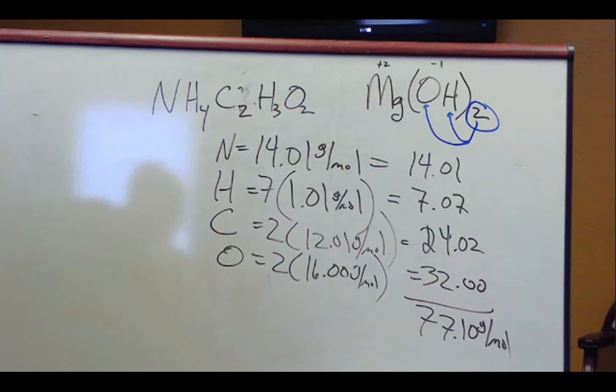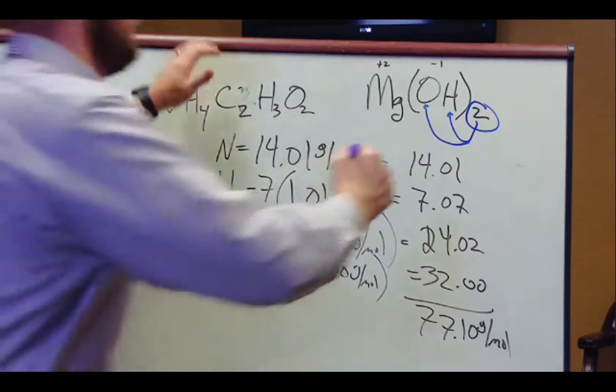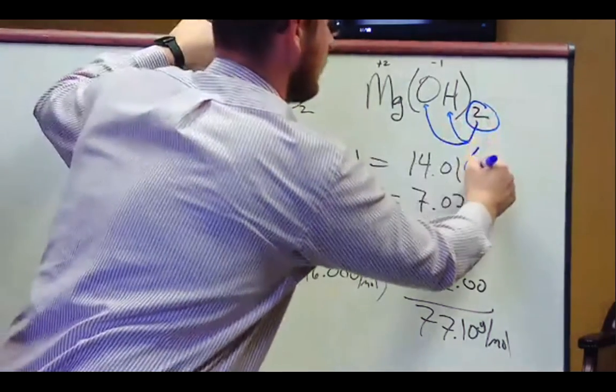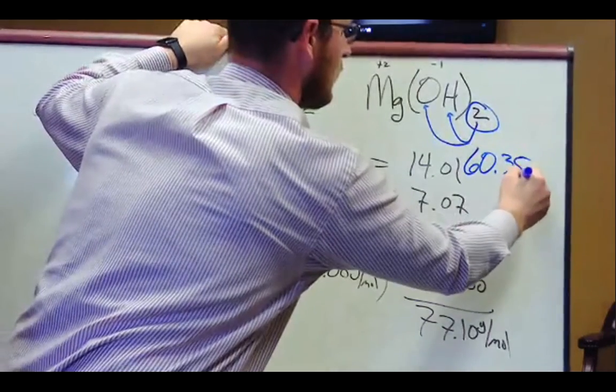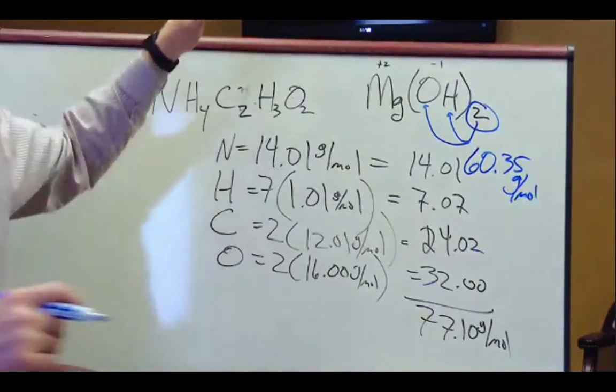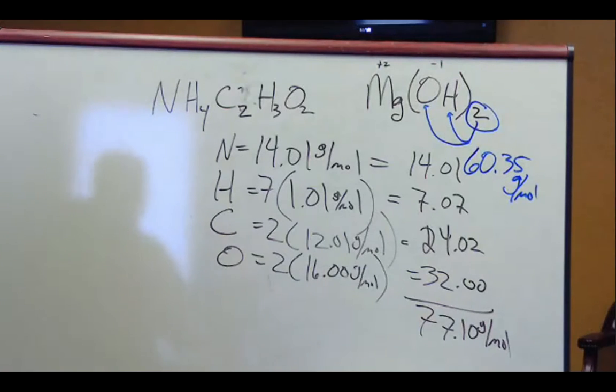Go ahead and pause the video to do that, and I'm going to write up the answer right now. The answer was 60.35 grams per mole. Okay, so we can use these molecular formulas to calculate molecular weights. So if I were to say, how many atoms are in 15 grams of magnesium hydroxide, we would be able to calculate that.